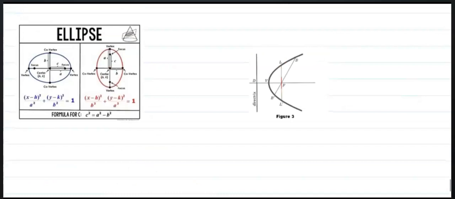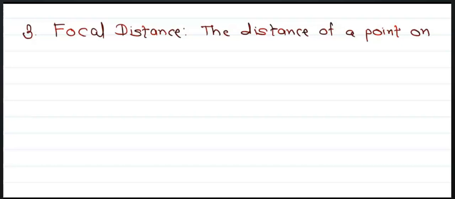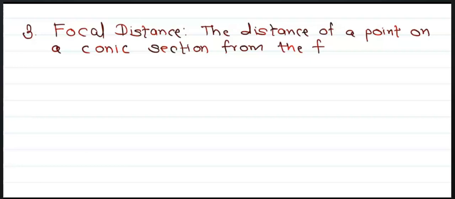Now next is focus. Focal distance. The distance of a point on a conic section from the focus is called the focal distance of the point.